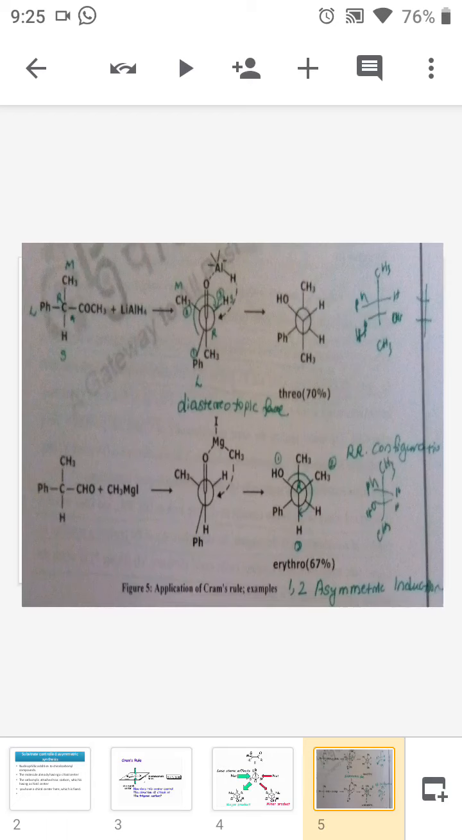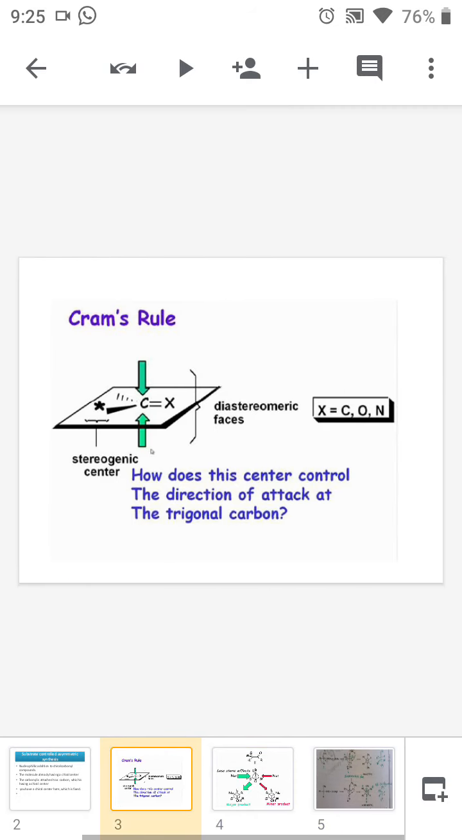Now, let us discuss one example to explain Cram's rule. We have already discussed Cram's rule. According to Cram's rule, nucleophilic addition takes place in a carbonyl group which already has a chiral center. The carbonyl group is sp2 hybridized and planar, so there are two possibilities for the nucleophile to attack the carbonyl carbon atom: one in the upward direction and the second in the downward direction.